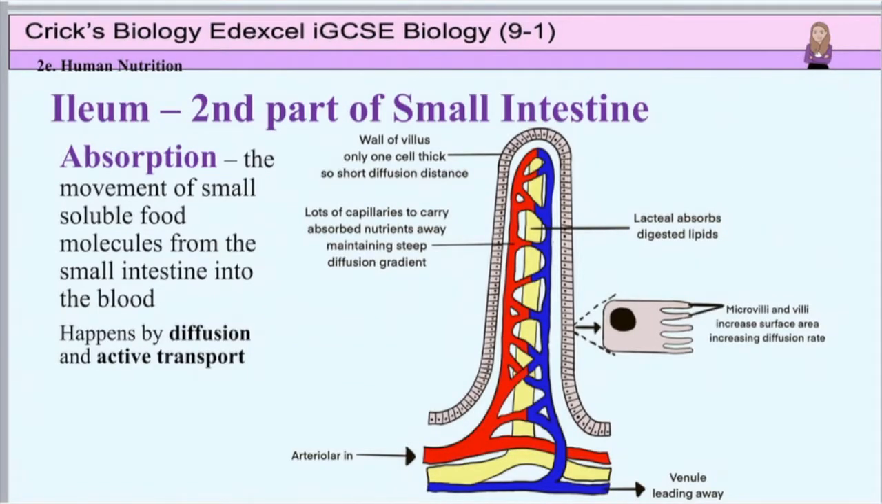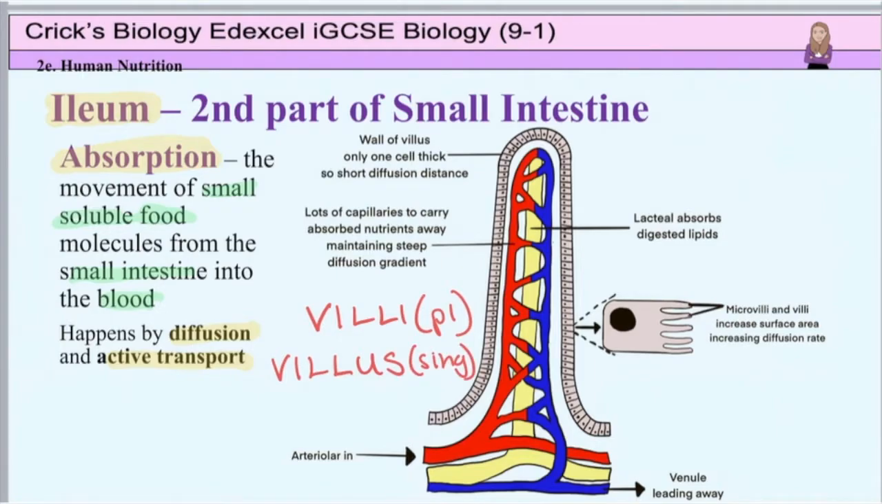Once the large, insoluble molecules have been broken down into small, soluble ones, they can be absorbed. Absorption is the movement of small, soluble food molecules from the small intestine into the blood. This happens by both diffusion and active transport. Most absorption occurs in the second part of the small intestine, called the ileum. This is the longest part of the small intestine, being 2 to 4 metres long, and it has special finger-like structures called villi along its internal surface to increase the rate of absorption. Villi, which is the plural, the singular is villus, are specially adapted for absorption in several ways.